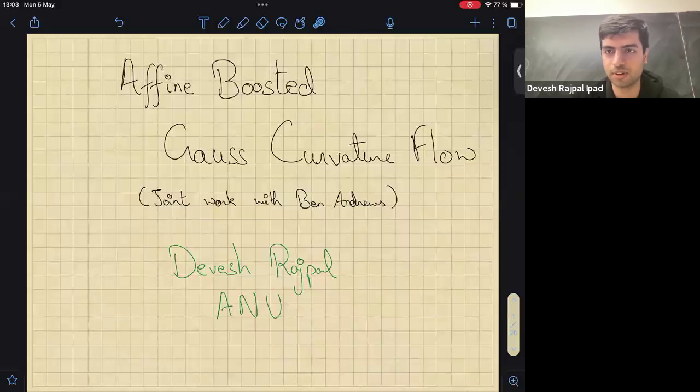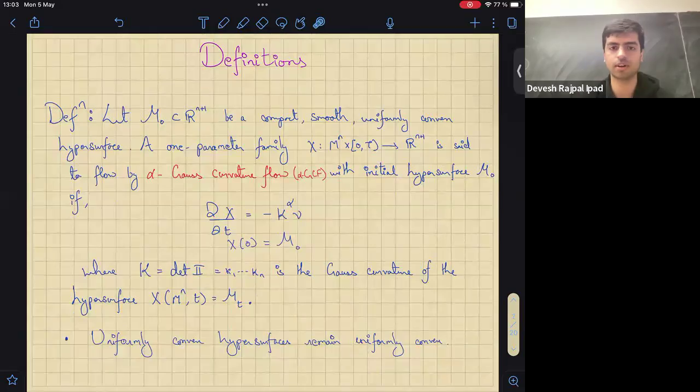And today I'm going to be talking about affine boosted Gauss curvature flow. This is joint work with my PhD supervisor, Ben Andrews. So let's get going. We'll start with definitions first.